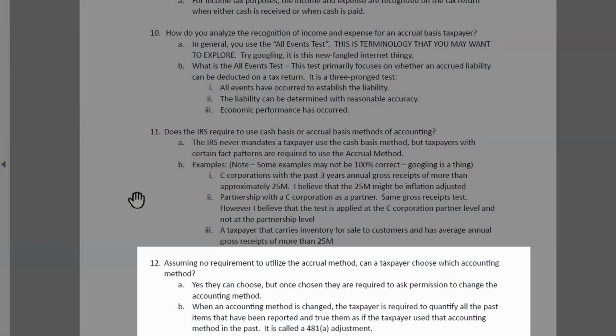Assuming no requirement to utilize the accrual method, can a taxpayer choose which accounting method? Yes, they can choose, but once chosen, they are required to ask permission to change the accounting method. When an accounting method is changed, the taxpayer is required to quantify all of the past items that have been reported and true them up as if the taxpayer used that accounting method in the past. This is called a 481(a) adjustment.